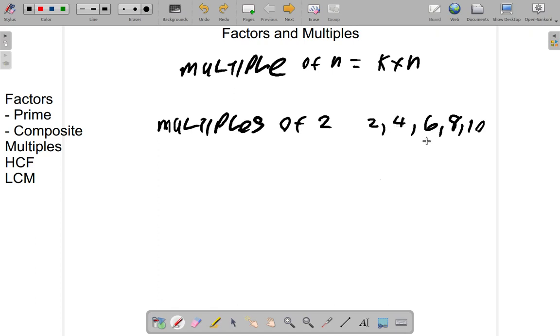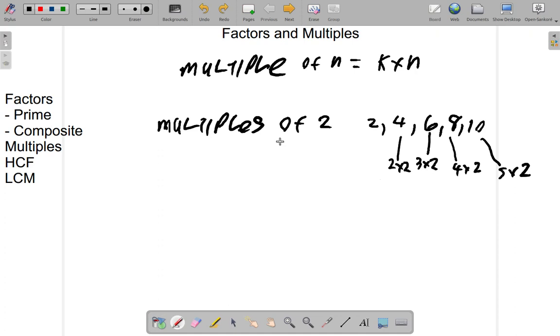2 times 3, or 3 times 2, is 6. This is 4 times 2. This is 5 times 2. k times 2 will give you these numbers. So, they are multiples. 2 can divide into these without leaving a remainder. Alright? So we call them multiples of 2. And that applies to other numbers as well.